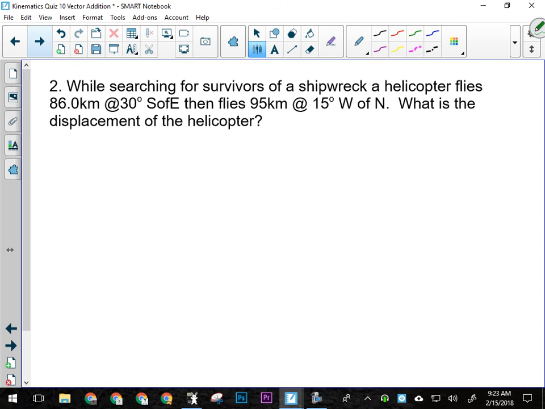All right, question number 2. We have a helicopter flying around looking for survivors of a shipwreck. Okay, the first vector is 86 kilometers at 30 degrees south of east, and then 95 kilometers at 15 degrees west of north. So the first thing I'm going to draw is the south of east vector. So here's east, okay, and I'm going to go 30 degrees south of that, like so, 86 kilometers. So there's y and there's x.